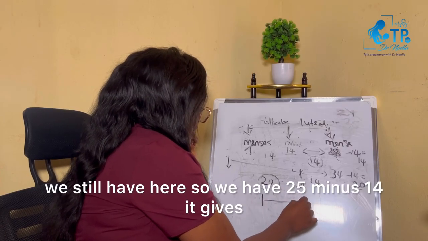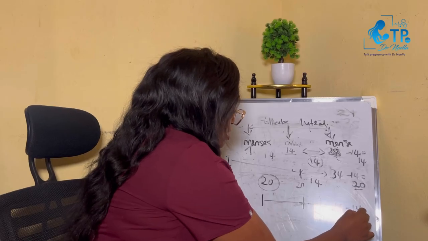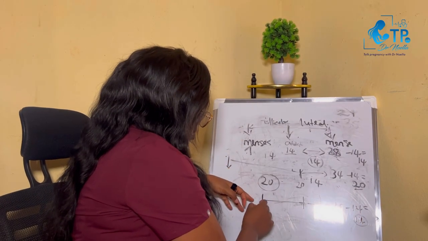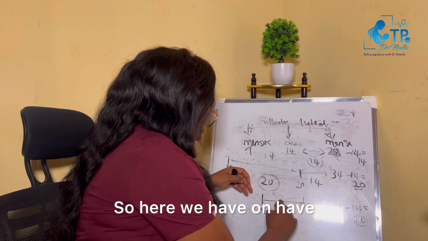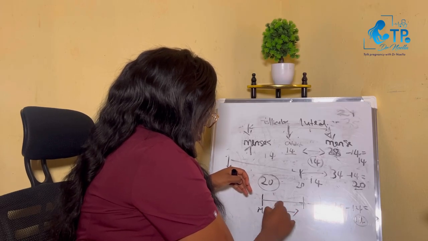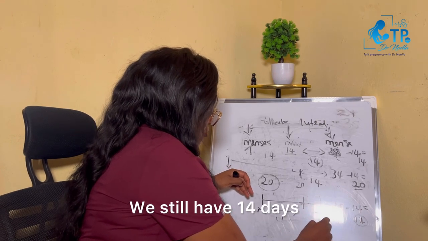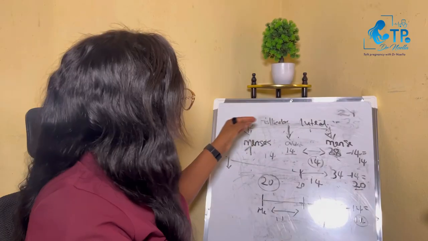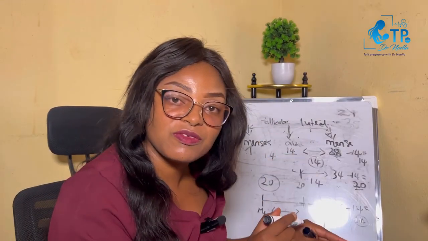We'll still have 25 minus 14, which gives us 11. So between the next menses, here we have 11 days, while here we still have 14 days. So all through, these 14 days remain, but it is the follicular phase that makes the difference.